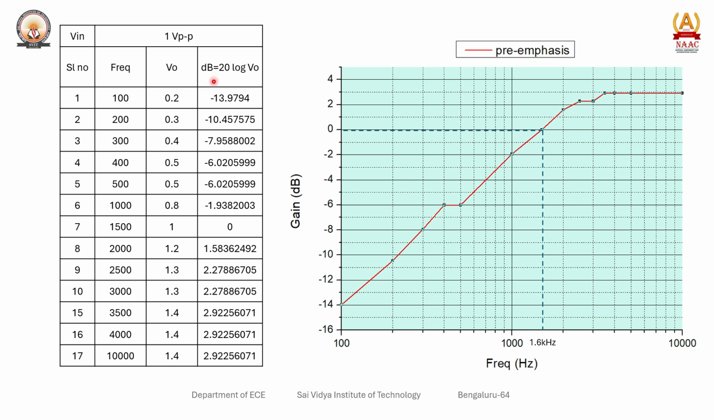Use the gain formula 20 log V output by V1, because V1 is 1 volt. So you are going to get 20 log V out. Calculate and tabulate the result as shown. So this is the semi-log sheet. You have to plot the graph.